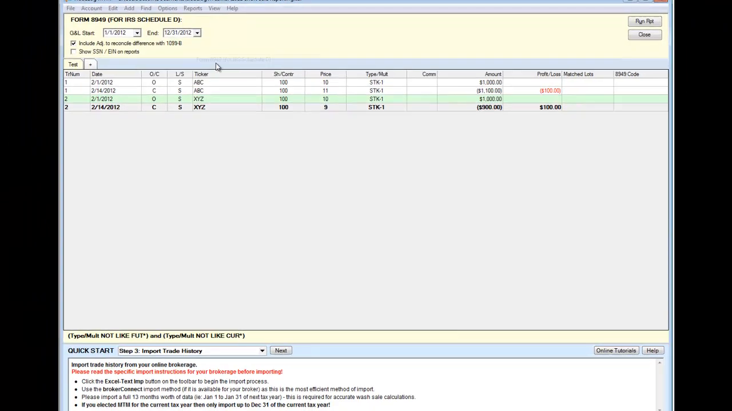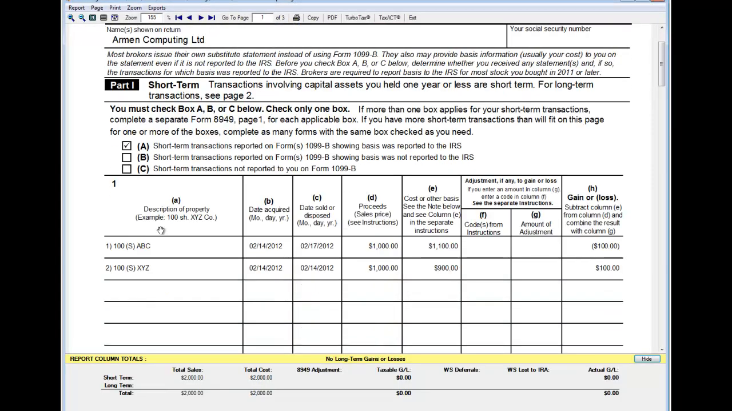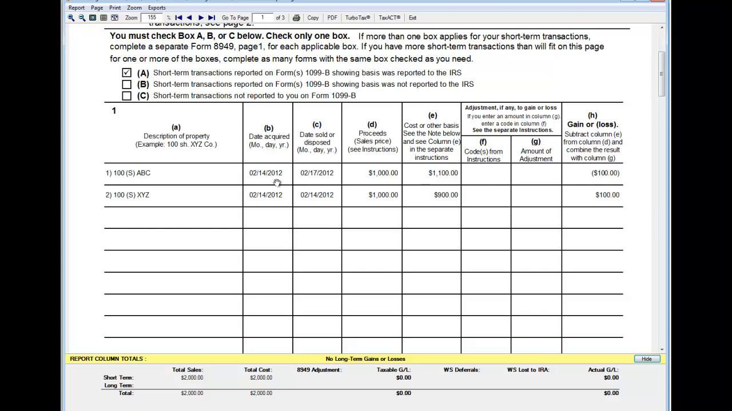Notice what happens when I run the Form 8949. For the position that closed at a loss, my date acquired is February 14th. My date sold is the settlement, February 17th. For the position that closed at a gain, the constructive sale rule applies, and so it was both acquired and sold on February 14th. Now, this doesn't make a whole lot of difference most of the time through the year. It's just a matter of dates.